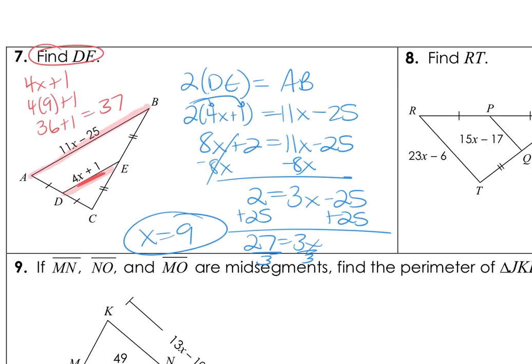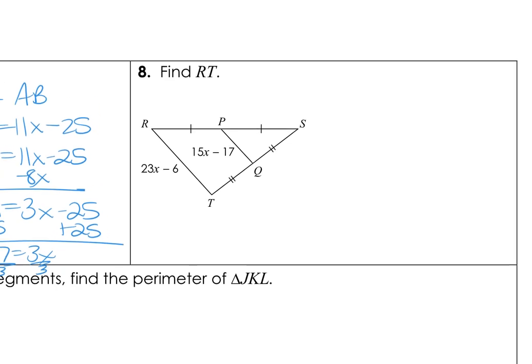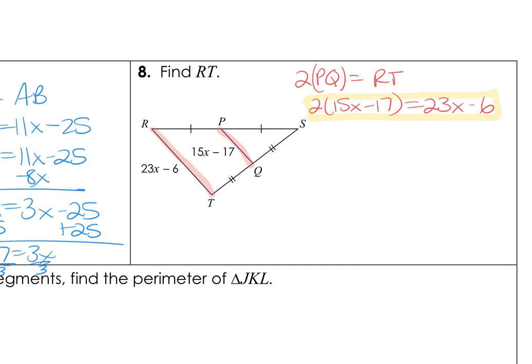I'm going to do the same thing for number 8. So you've got your midsegment. You've got the side parallel. We're going to use that second formula. The 2 times PQ is going to equal RT. So 2 times 15x minus 17 equals 23x minus 6. Truthfully, I've talked to you guys about things like this before. If you could set this up, that's really what we're learning in this lesson. The rest is solving an equation, which you guys know how to do. Bring the baby to the mama.